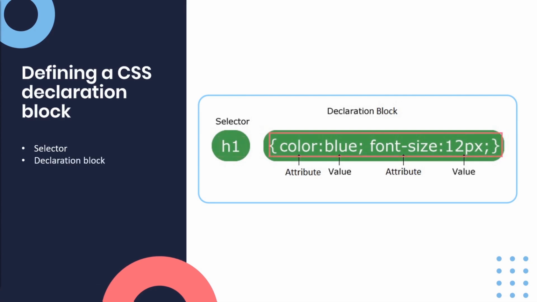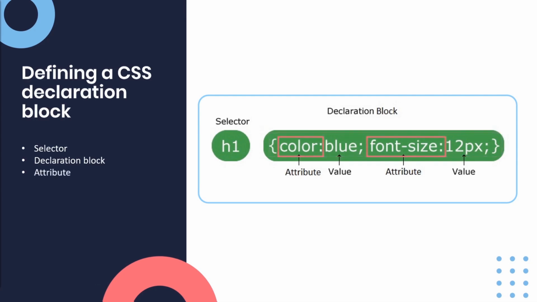Then we have our full declaration block. Now, the declaration block here is everything inside of the curly braces, from the opening curly brace up until the end. And generally, this contains one or more declarations separated by a semicolon. So there are various attributes that we can manipulate in one declaration block. Okay, very important to remember.